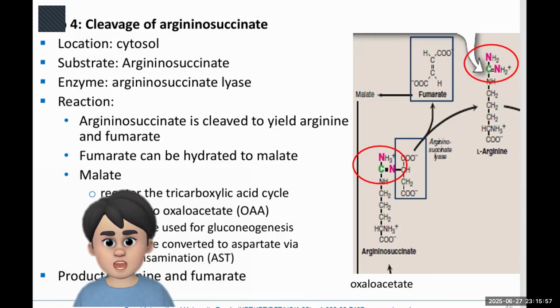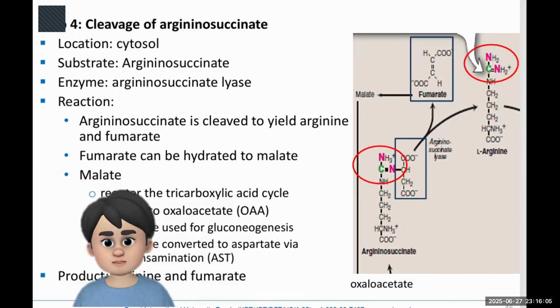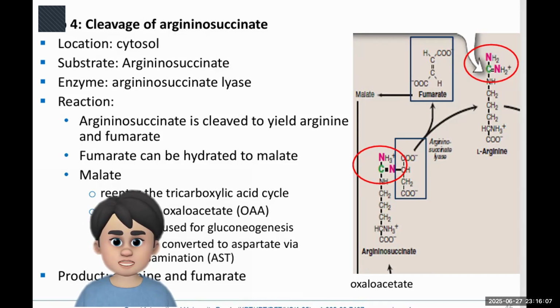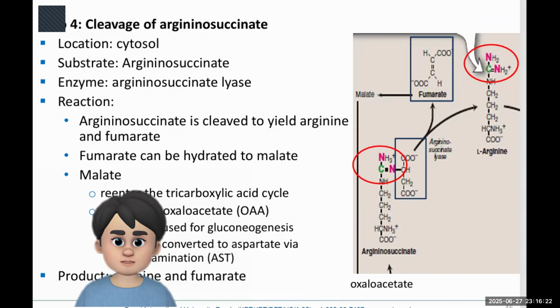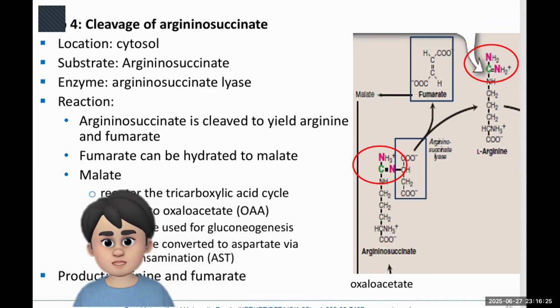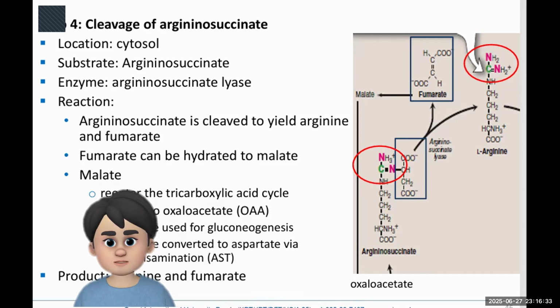Argininosuccinate lyase reaction: argininosuccinate is cleaved to yield arginine and fumarate. Fumarate can be hydrated to malate, so malate re-enters the tricarboxylic acid cycle. It is oxidized to oxaloacetate and can be used for gluconeogenesis. Oxaloacetate can be converted to aspartate via transamination by AST. The products are arginine and fumarate.